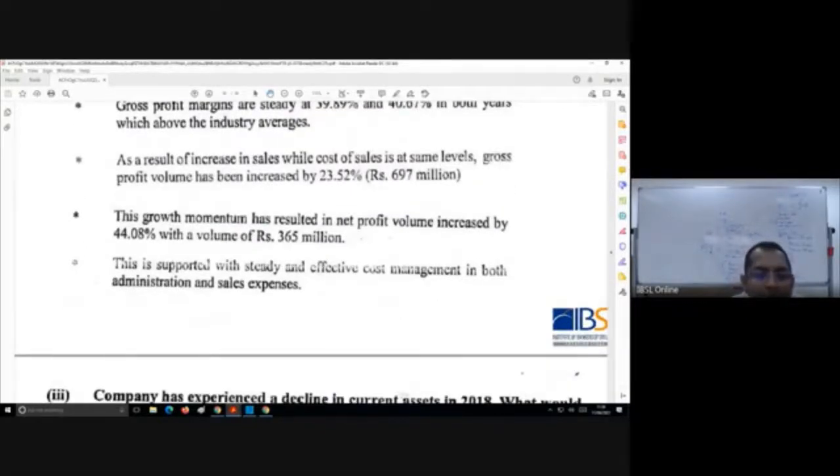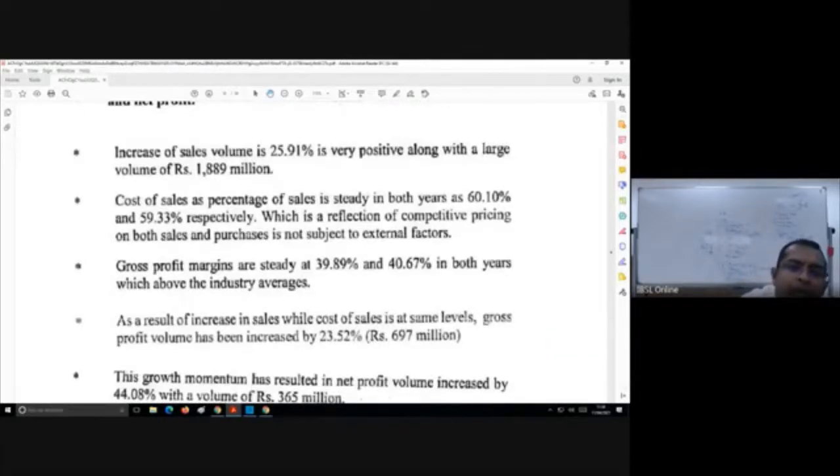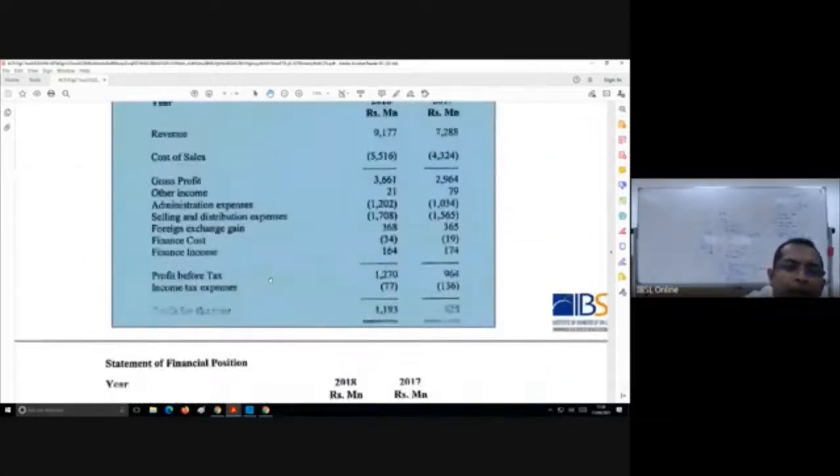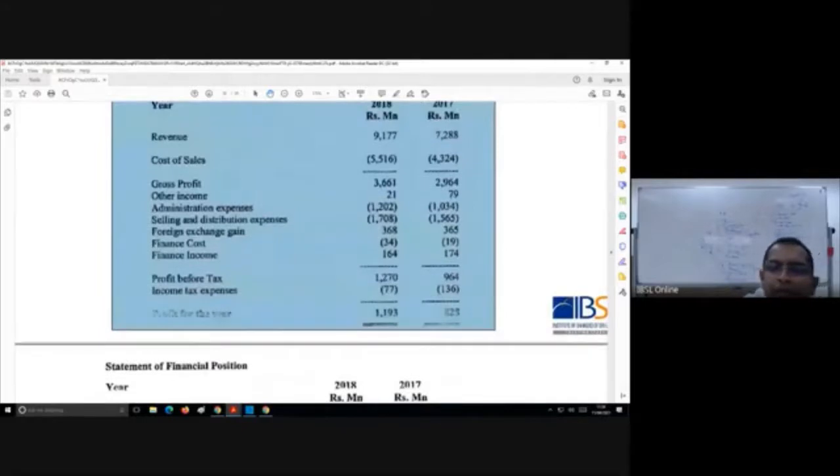This is supported with steady and effective cost management in administration, production and sales expenses. That is this part. Administration, see, the growth is small. It is only less than 200 million. This one here, again 150. This is also 150. This is higher growth.